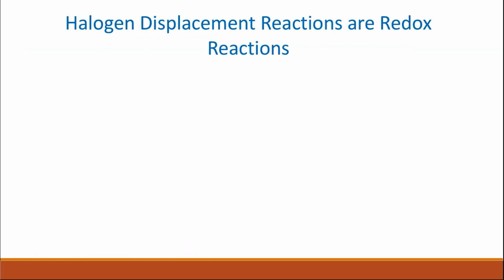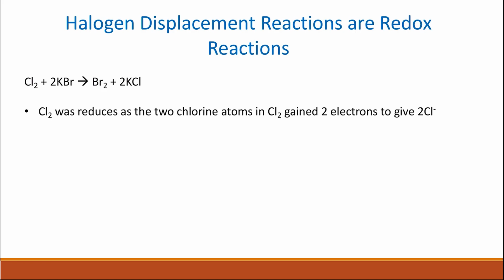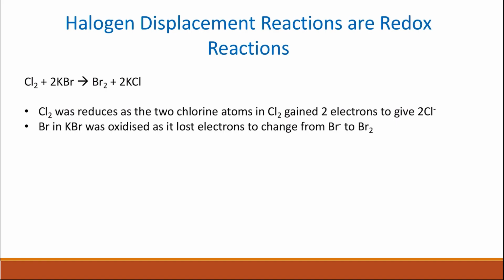Remember that halogen displacement reactions are redox reactions. For example, chlorine will react with potassium bromide to give you bromine and potassium chloride. Chlorine has been reduced, as the two chlorine atoms in chlorine gas gained two electrons to give two chloride ions. And we know that reduction is the gaining of electrons, while bromide, in potassium bromide, has been oxidized as it lost electrons and gave you bromine.